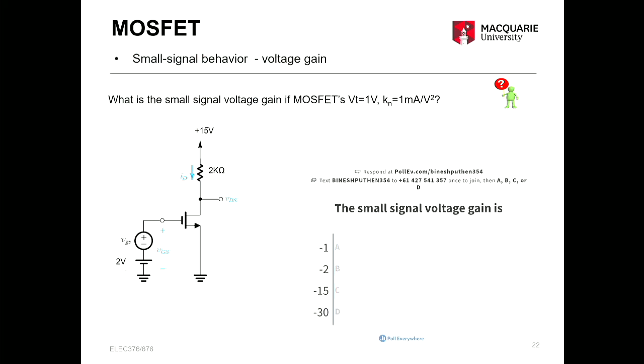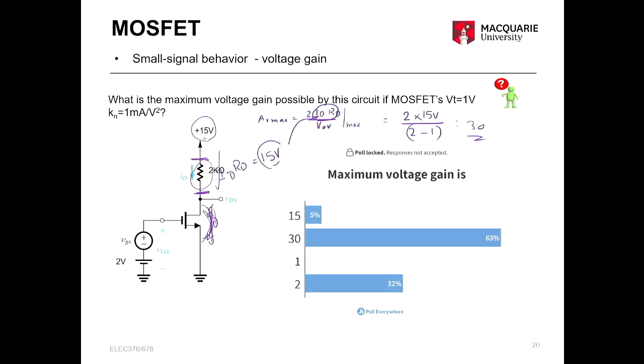We also know that AV equals KN VOV RD. Yeah. So if we maximize AV, it means that the right side also has to be maximum. But we know the value of KN. We also know the value of VOV. Yeah. And RD is 2. So you can find ID as well there.